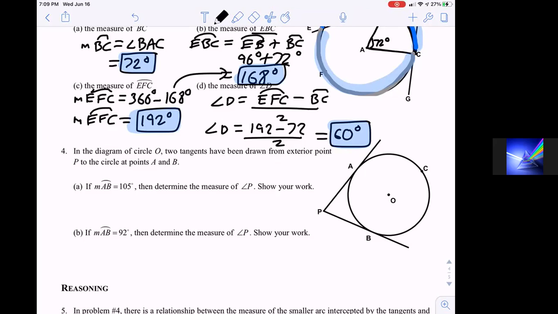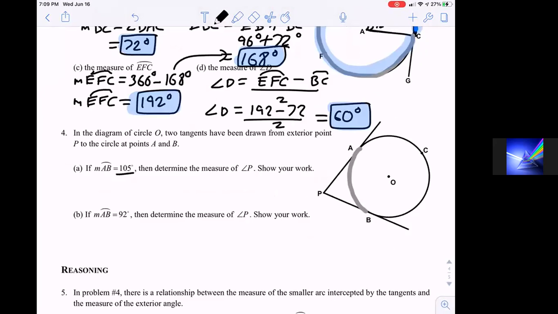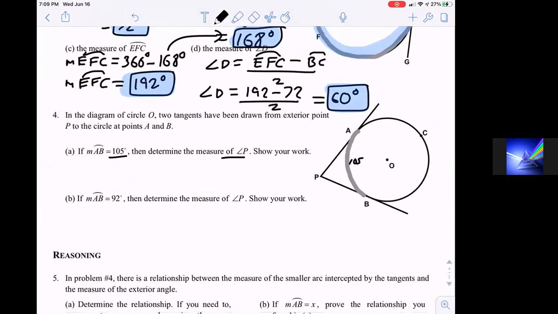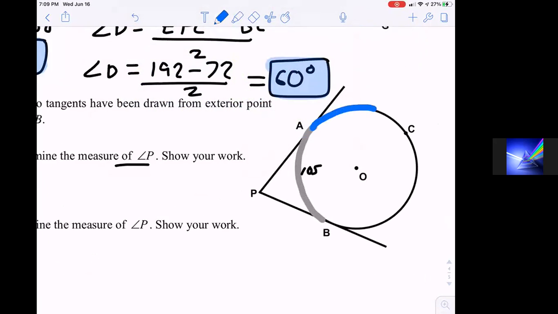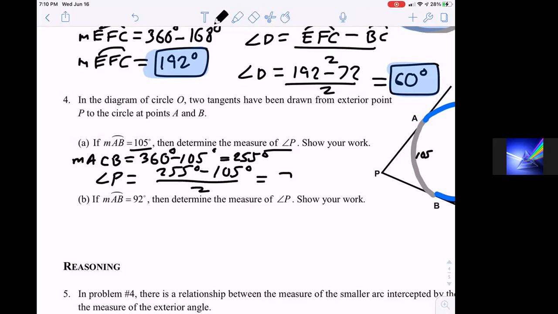In the diagram in number 4, circle O has 2 tangent lines drawn from an exterior point P to the circle at points A and B. If arc AB, right here, so I'm going to draw in gray, that arc right there is said to be 105, determine the measure of angle P. So angle P would be the big arc, 255, not 225, 255 degrees minus the smaller arc, 105 degrees, and then take half, about 75 degrees.